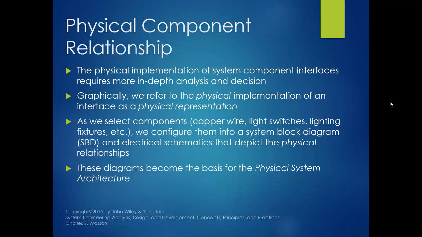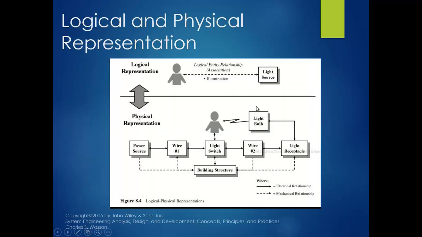With that being said, we can develop what we call a block diagram, or system block diagram, that will show us the physical relationship between the different components. These diagrams become the basis for the physical system architecture, and it should look something like that. So at the beginning we have the logical representation, which is the light source and the human, and we know that there is a relationship between them: the illumination from the light to the human, and the human turning on the light. But we did not look at the physical representation.